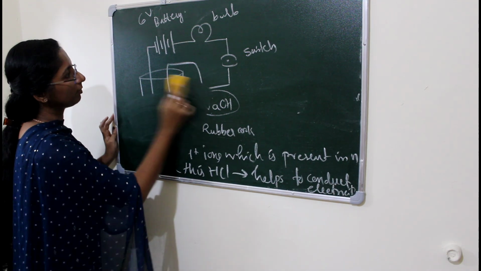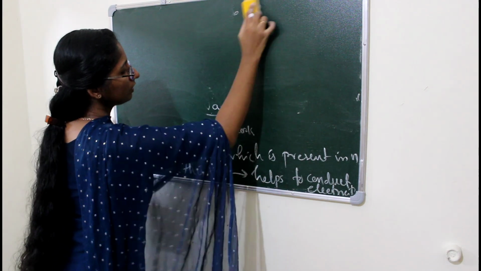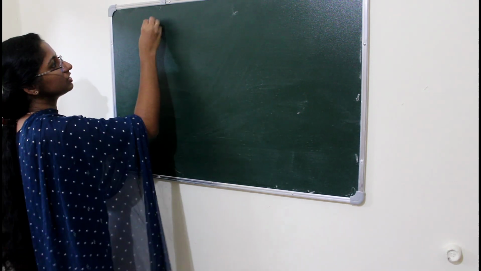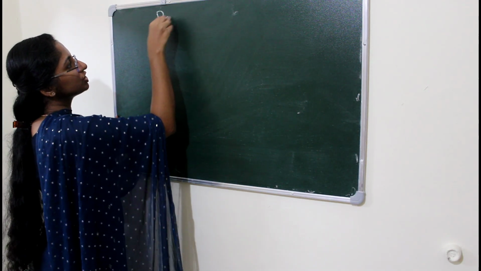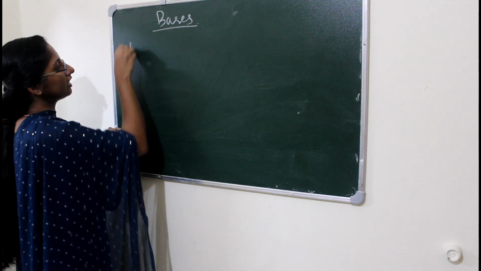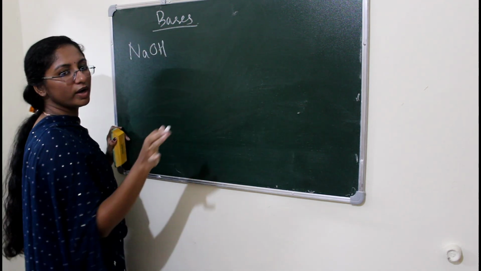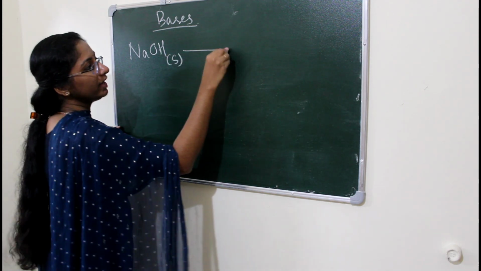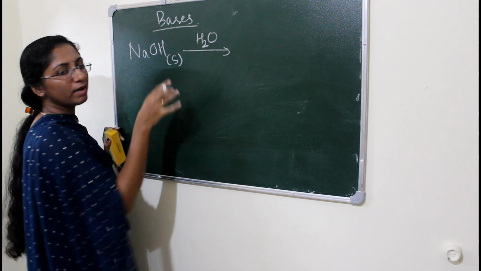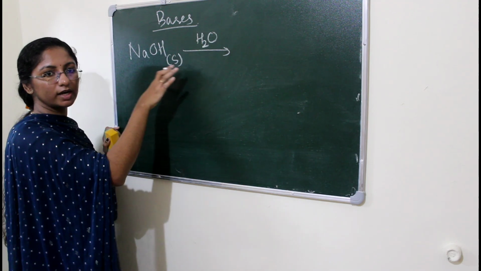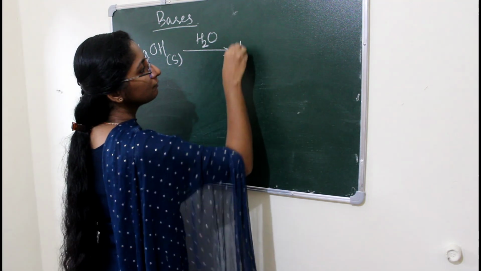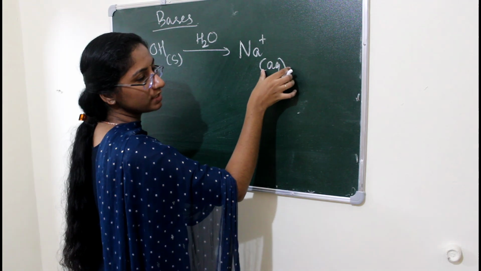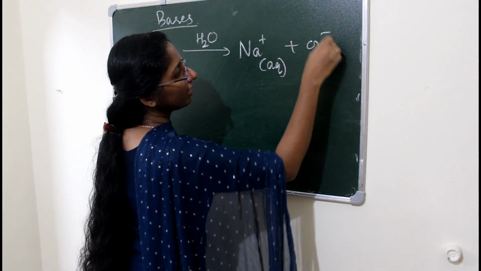Okay, so that's all about this experiment in your chapter. Now we have discussed the case of acids, so we can take the case of bases. We are taking NaOH. Actually, NaOH you can see in the lab as pellets, which means its state is solid. When we add water to the solid NaOH, we get Na plus aqueous, Na plus in solution. That's why we represent it as Na plus aqueous and OH minus aqueous.